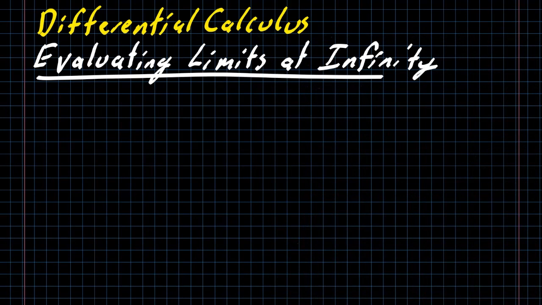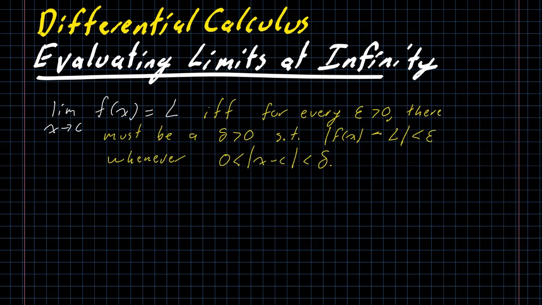Before I get there, though, I want to remind you of the definition. We say that the limit as x approaches c of f of x is equal to L if and only if for every epsilon greater than 0, there must be at least one, and in fact there must be infinitely many, delta greater than 0, such that the absolute value of f of x minus L is less than epsilon whenever 0 is less than the absolute value of x minus c is less than delta.